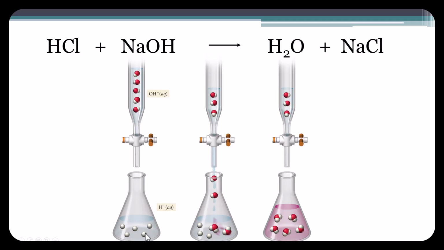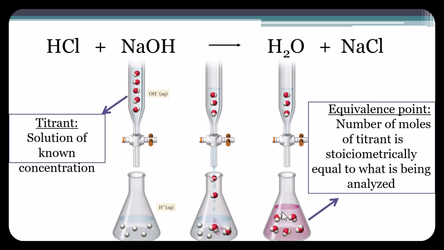Into this flask will go our unknown. We know what it is, right? But what we don't know is the concentration of this. So we'll open, close, and we'll add our known to our unknown. At some point, the solution will change color. That is going to be the end point, or what we call the equivalence point.